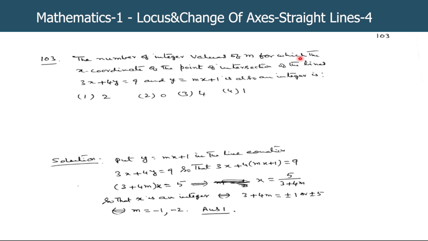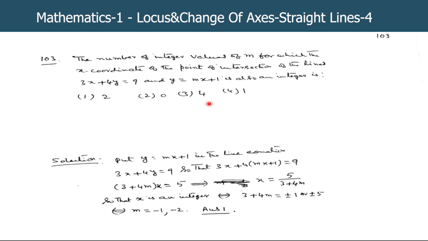The number of integer values of m for which the x coordinate of the point of intersection of the lines 3x plus 4y is equal to 9 and y is equal to mx plus 1 is an integer is: 1, 2; 2, 0; 3, 4; 4, 1.